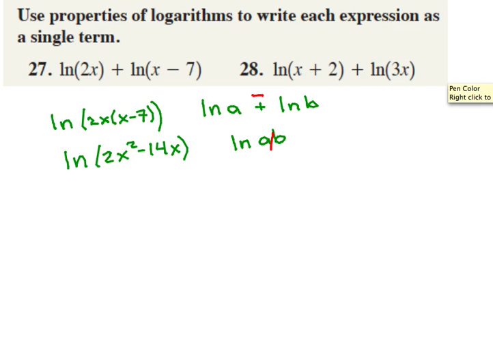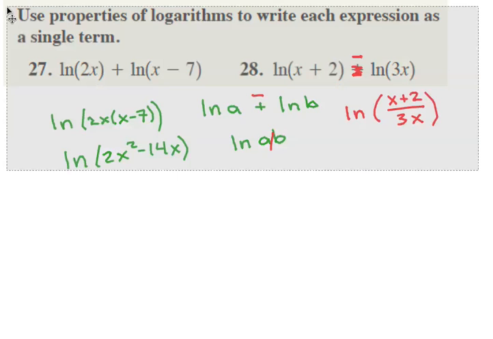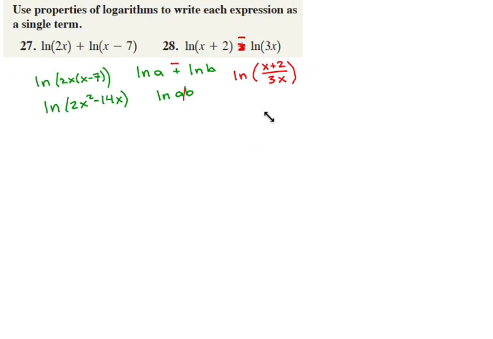Just for the sake of seeing an example with subtraction, let's pretend that this is actually subtraction. So this is going to turn into the natural log of x plus 2 divided by 3x. If you can simplify it, go ahead and reduce it. If not, you can leave it as just a fraction that's not reducible. Okay, so that's one of the first properties we'll look at, is this addition and subtraction thing. You can combine them. Then we're going to take that information and work backwards with it also.